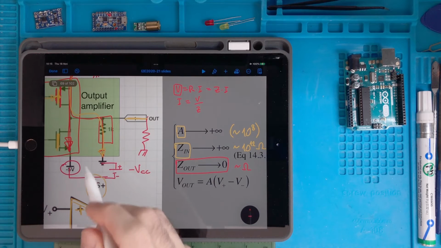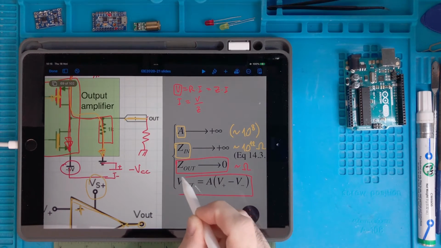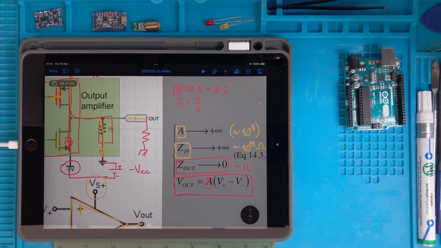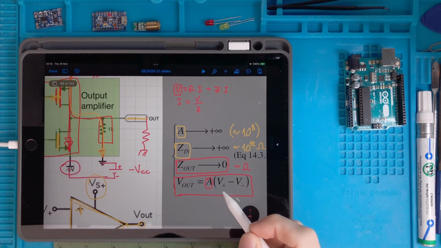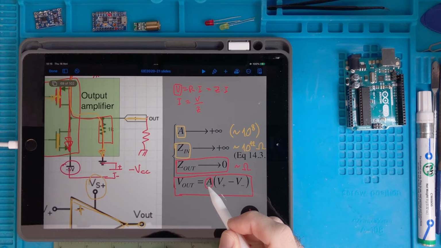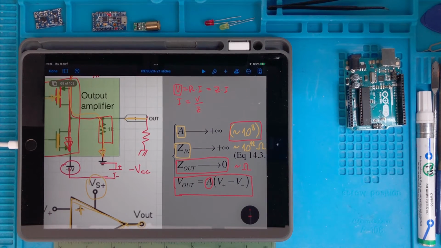The output of this guy goes according to this equation. It's a differential amplifier with an amplification factor of A. So it takes the difference of the two inputs, V plus and V minus, it multiplies by a coefficient A, which is very big, and this is our output.